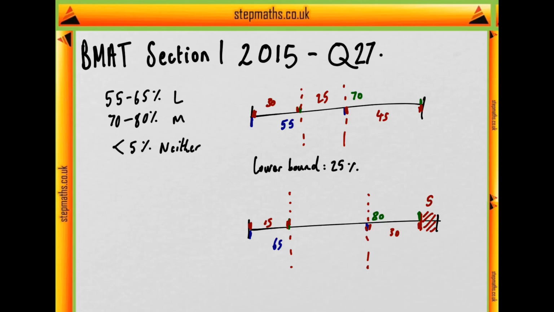So we have 15%, 30%, and the 5% who have neither. That gives us 50, so that means the other 50 must be within the overlap. So we'll say our overlap is 50%. So that is our upper bound of 50%. So now that we have that, we can see our answer is between 25 and 50, and we can say our answer is C.